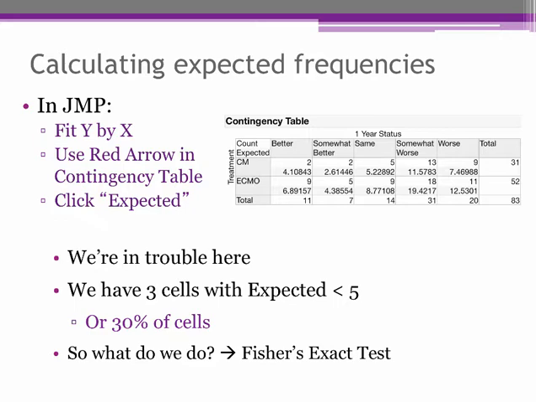Now remember, here in JMP, in Fit Y by X, under the red arrow in the contingency table, you want to click expected, and we found that we had 3 cells out of 10 that were expected less than 5, so we were in trouble here. In the prior example, we collapsed them to be better, same, or worse. In this example, we're actually going to go ahead and do the Fisher's exact test.